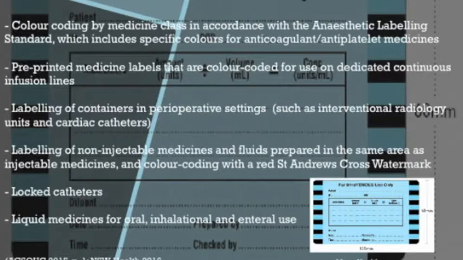The labelling standard was adapted to replace previous editions of the National Recommendations for User-Applied Labelling of Injectable Medicines, Fluids and Lines. The labelling standard expands upon the previous labelling recommendations to also include colour coding by medicine class in accordance with the anaesthetic labelling standard, which includes specific colours for anticoagulant antiplatelet medicines, pre-printed medicine labels that are colour-coded for use on dedicated continuous infusion lines, labelling of containers in perioperative settings, labelling of non-injectable medicines and fluids prepared in the same area as injectable medicines and colour coding with a red St Andrews cross watermark, locked catheters, and liquid medicines for oral inhalational and enteral use.